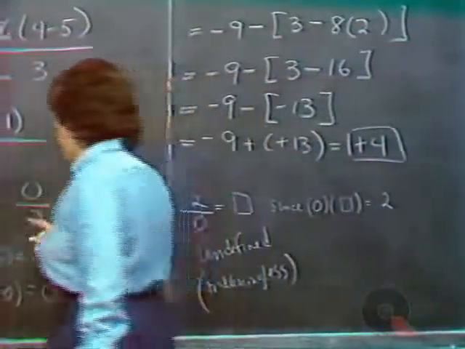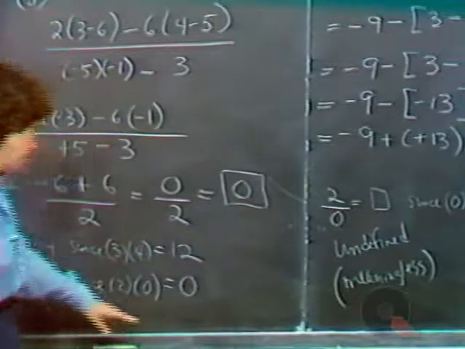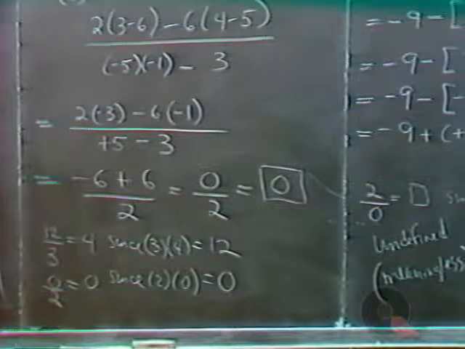However, 0 divided by 2 is perfectly okay. 0 divided by 2 is 0. There's no difficulty with that. A 0 downstairs causes trouble. A 0 upstairs does not.